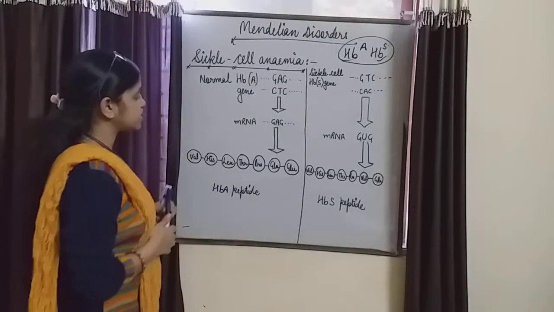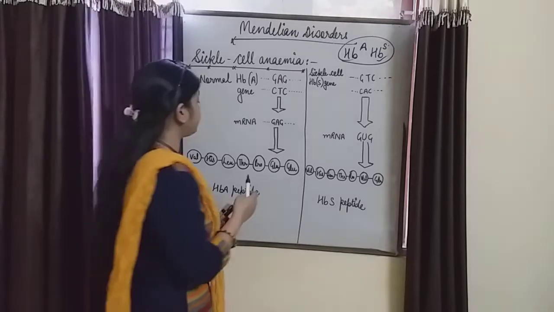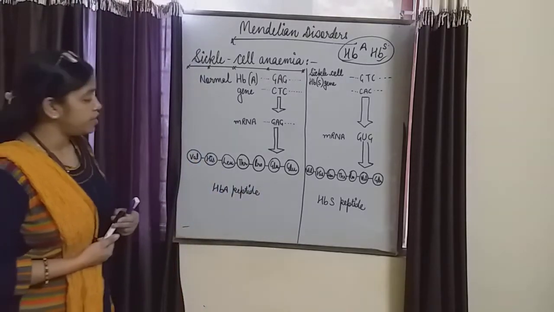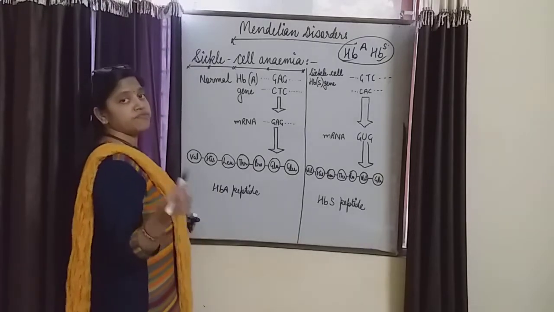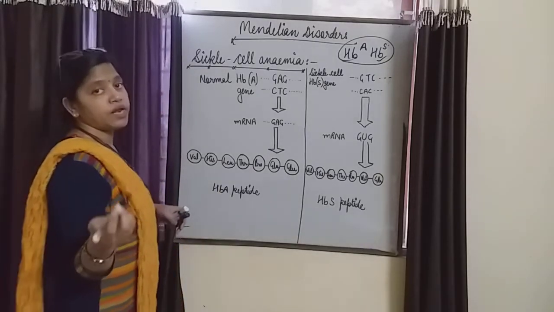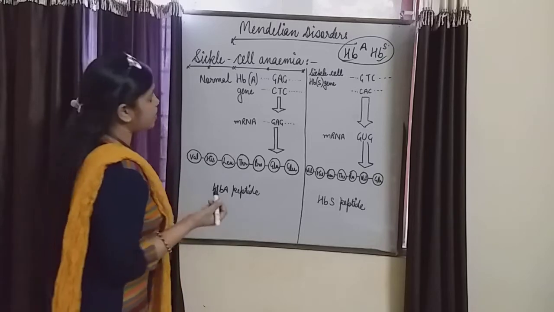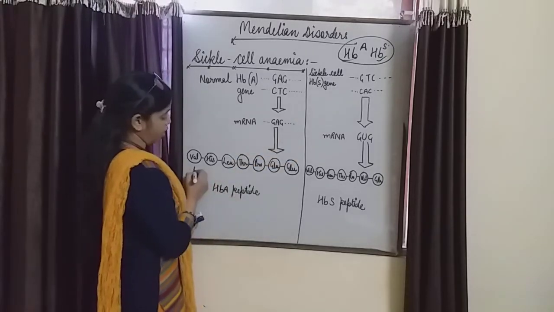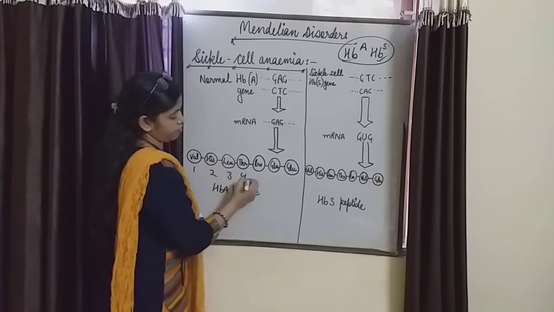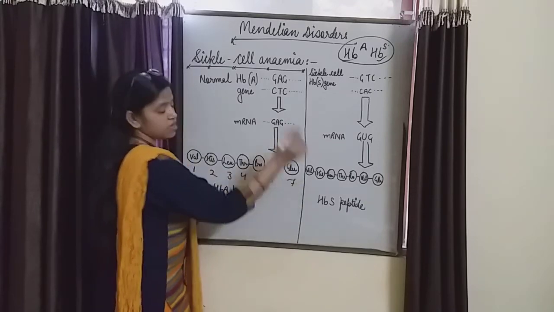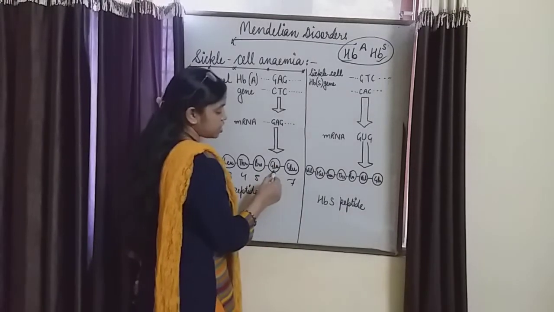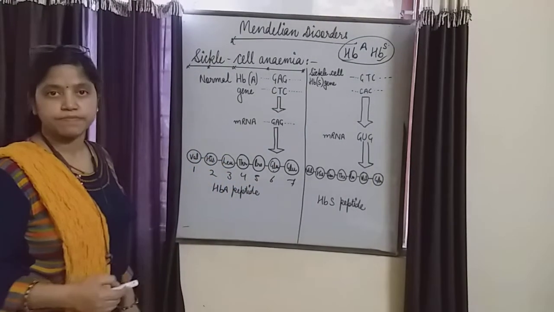So how does it take place in the beta globin chain of hemoglobin? This is the beta globin chain of hemoglobin, and due to the change in one base pair or in one amino acid of the protein, this manipulation takes place. How? 1, 2, 3, 4, 5, 6 and 7. There are 20 amino acids, and on the sixth position glutamic acid is present.